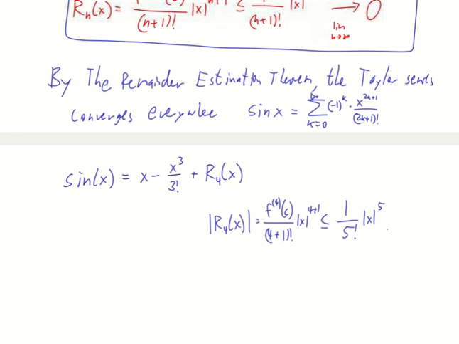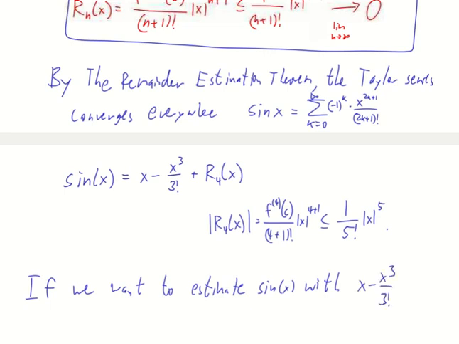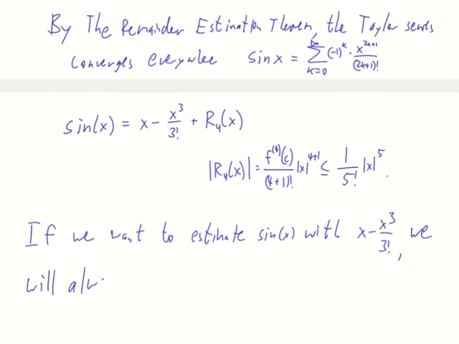So if we want to estimate sine x with just the first two terms of its Taylor polynomial, we will always be within x to the 5th over 5 factorial, because that's the error estimate.